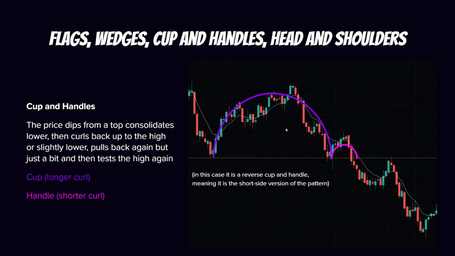Now we're going to analyze the cup and handles and the heads and shoulders patterns. This is a reverse cup and handle, and you can see the cup, which is the higher, let's say in this case, or lower if it is an actual cup and handle valley, no? In this case, a mountain, and then a small one.